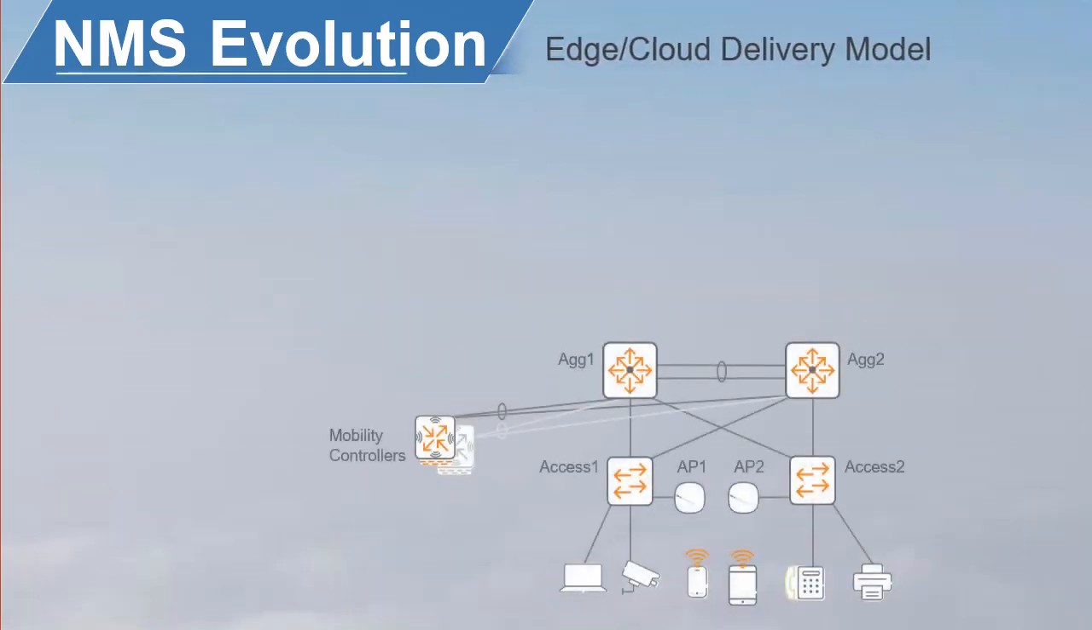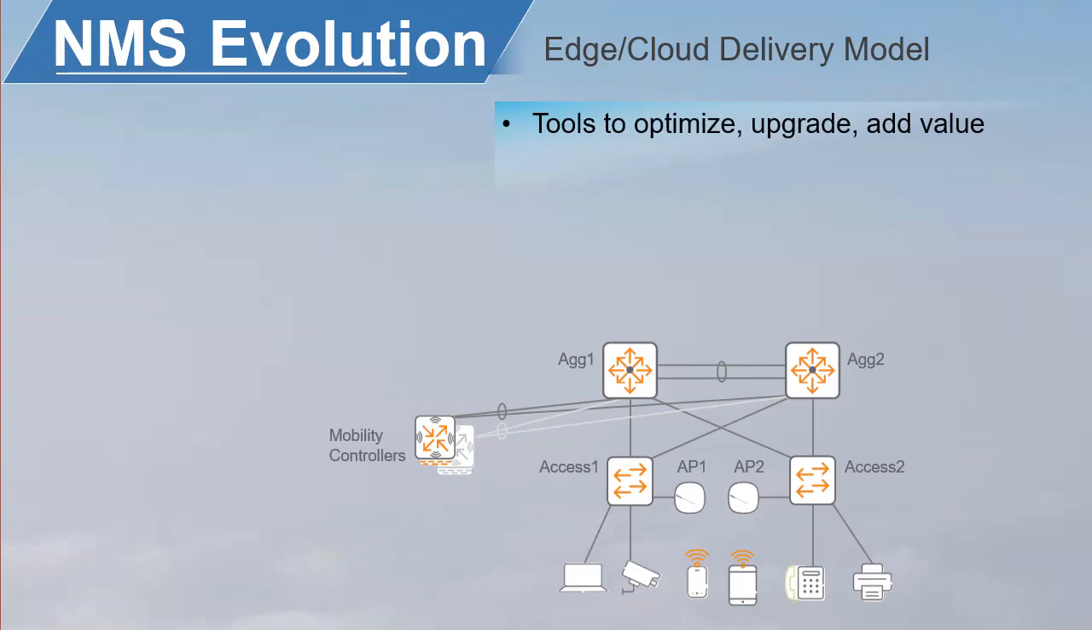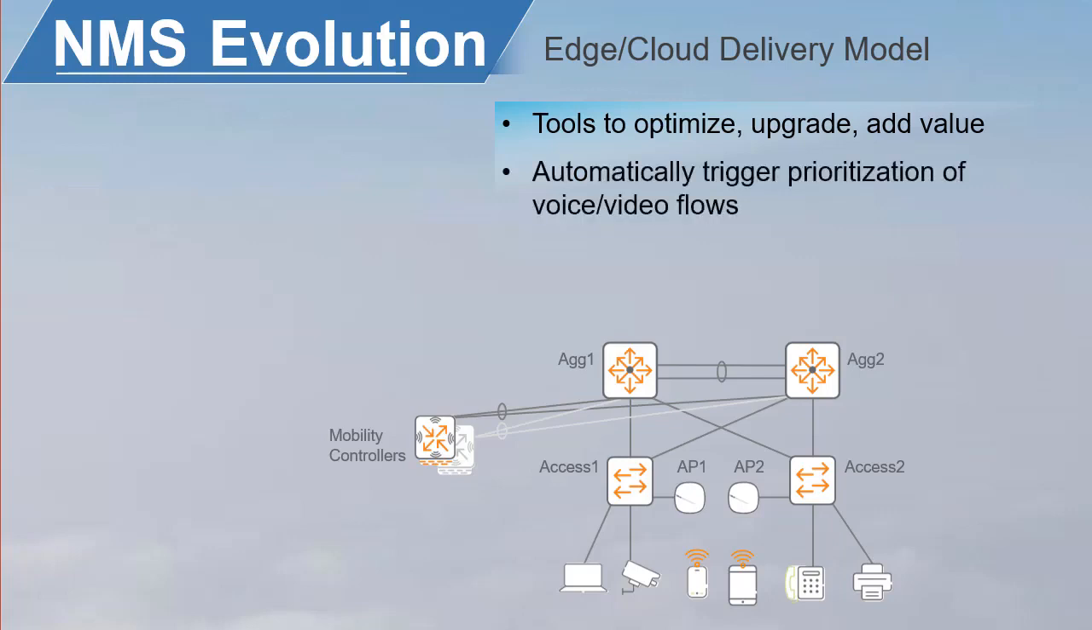Another aspect I love about these modern devices is the continued march toward a kind of optimized edge cloud delivery model. Networking used to be about simply moving the packets around. But as the infrastructure got more complex, tools were needed to optimize, upgrade, and provide additional value to the businesses leveraging them. Vendors have capabilities like this that come in many flavors. Some of these may include integrations to third-party systems to automatically trigger things like prioritization of voice and video flows.